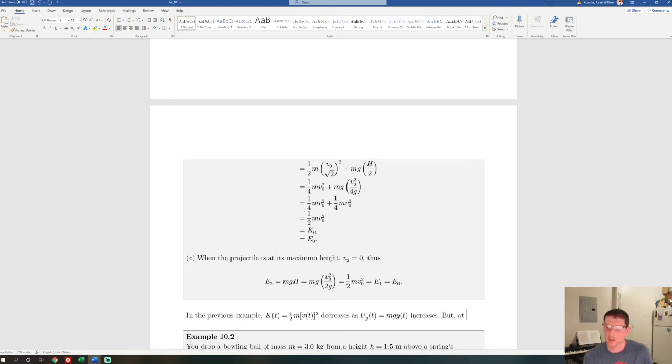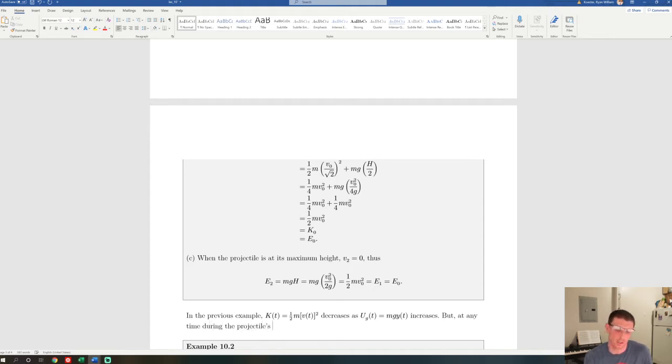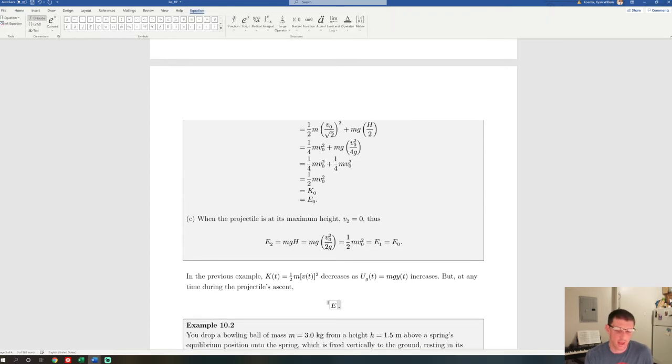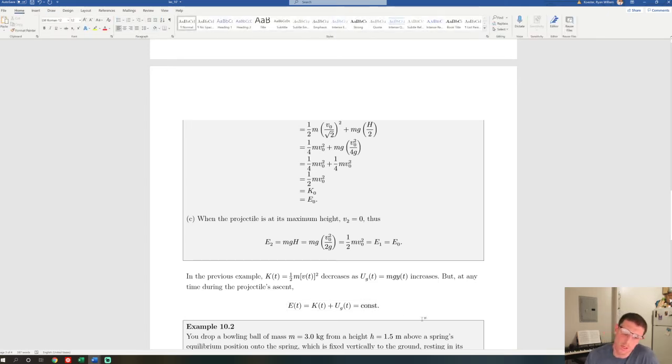But at any time during the projectile's ascent, because we're only considering it going from ground level to its maximum height, though this is true even if we considered the other half of the motion where it descends, we find that the total energy is just the kinetic energy plus the gravitational potential energy, and this is a constant. I want to stress this because it's a very important idea, and I want to make sure that no child's left behind.